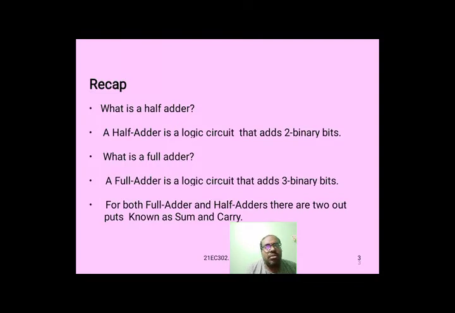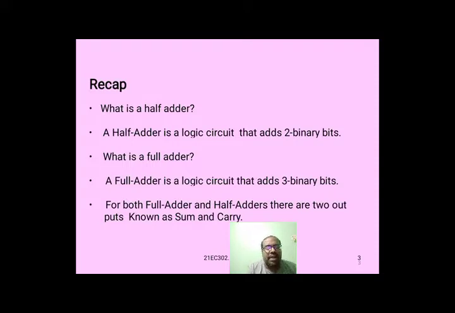Okay. Now, what is a full adder? A full adder is a logic circuit that adds three binary bits. It has three inputs and two outputs. Three inputs are A, B, C in. Two outputs are sum digit as well as the carry out. The Boolean expressions for the full adder are: sum equal to A XOR B XOR C in, and carry out equal to (A XOR B) C in plus AB, or AB plus BC in plus AC in. These are the Boolean expressions corresponding to full adder and half adder.